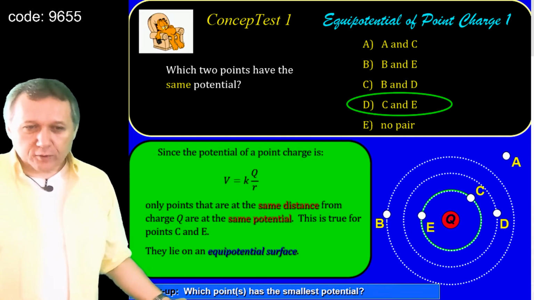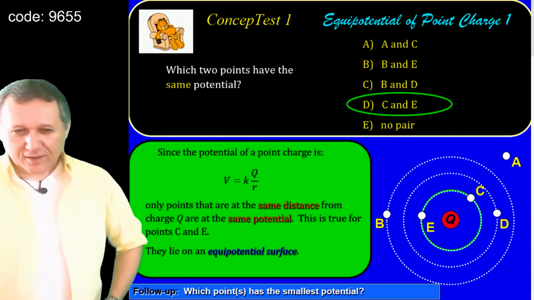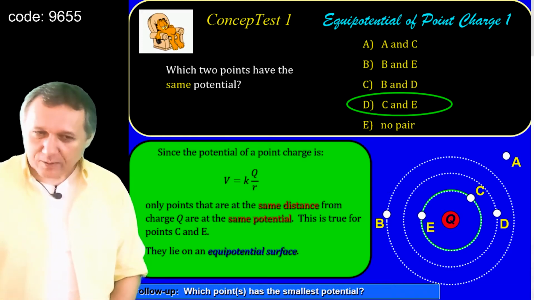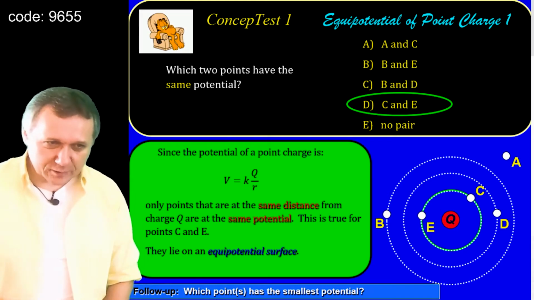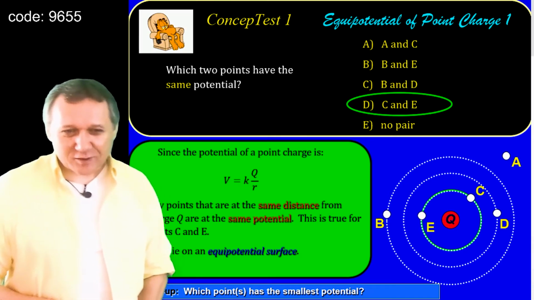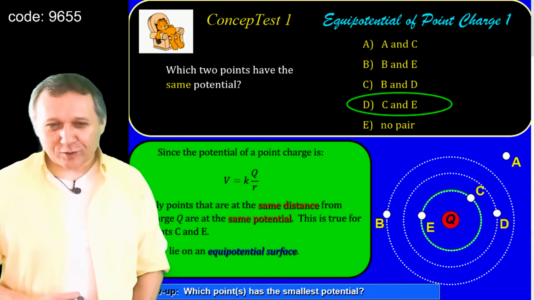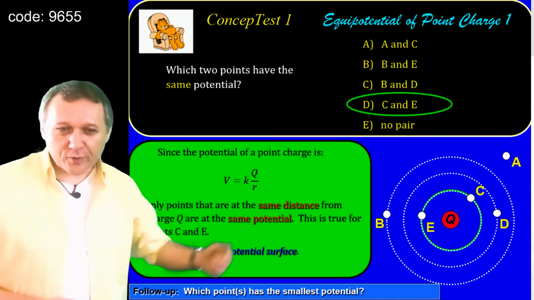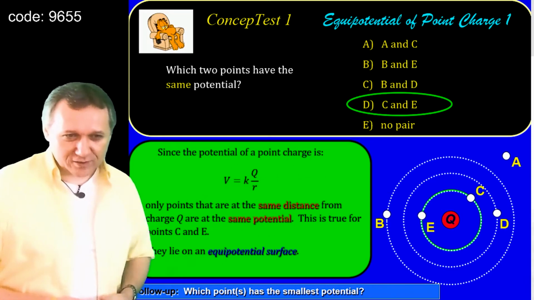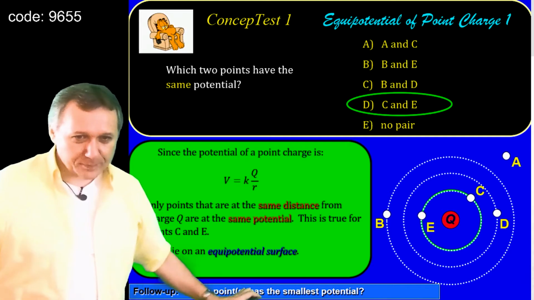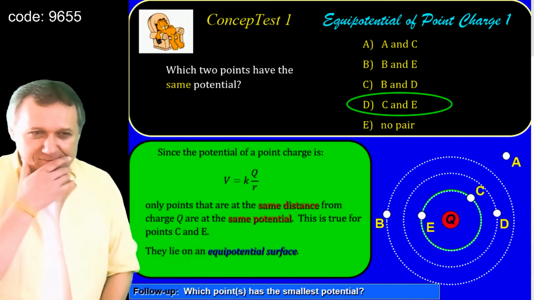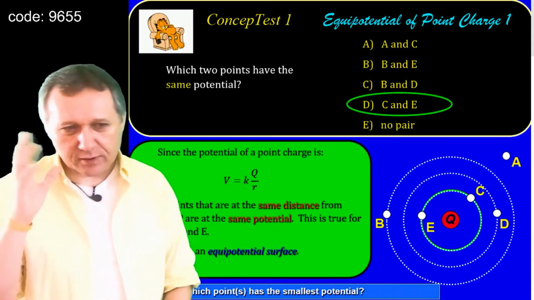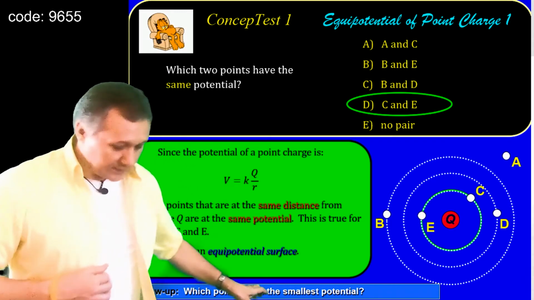The next question, follow-up: which point or points have the smallest potential? I'm not going to poll that. I will just give you 5 seconds to think, and then I will tell you the usual answer and usually my response. So which point or points have the smallest potential on this picture? Don't try to use the chat to answer. Just think, and I will discuss it.